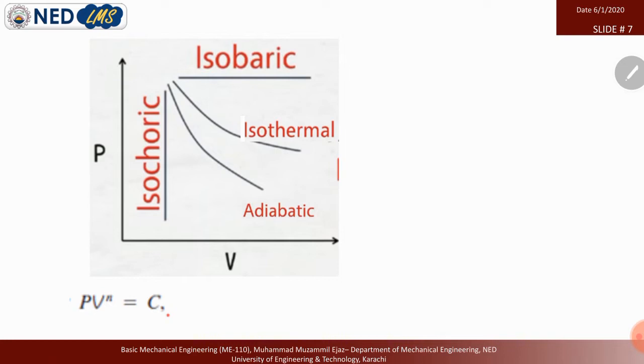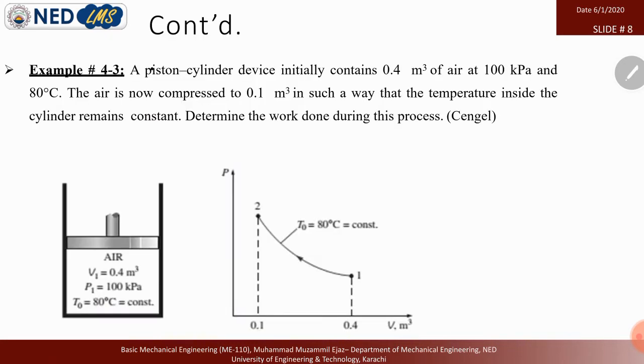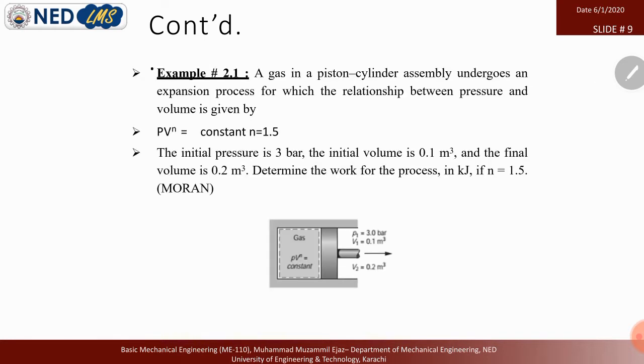These are the basic four processes in thermodynamics. This equation, this numerical, we already solved in the last lecture. Today we are going to solve this example 2.1 from the book of Moran. It's a solved example. You can also see the solved example in the books folder that I already shared in the Google Classroom. But today we will solve this numerical here.